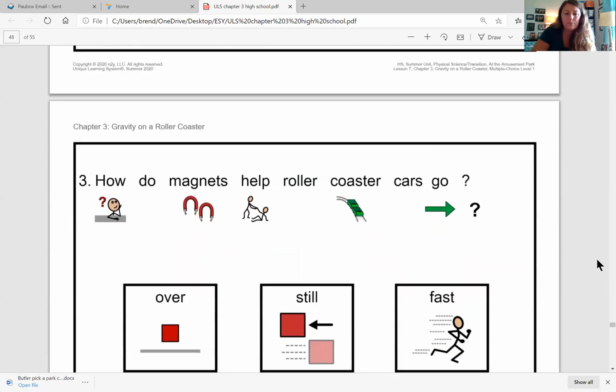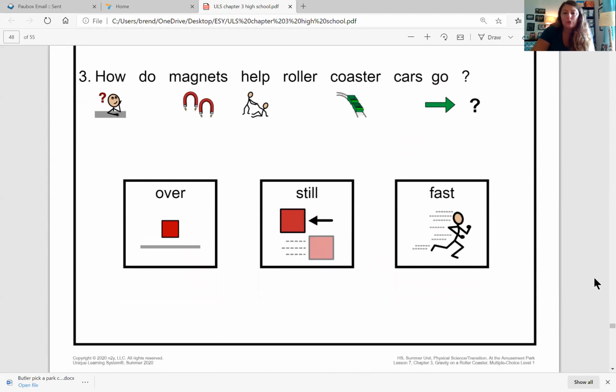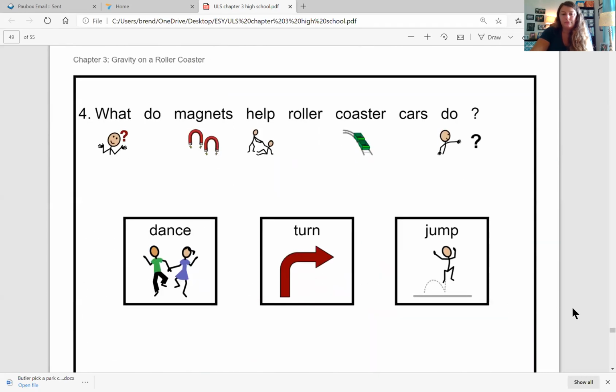Okay, number 3. How do magnets help roller coaster cars go? Do they help them go over, still, or fast? What do magnets help roller coaster cars do? Do magnets help roller coaster cars dance, turn, or jump?